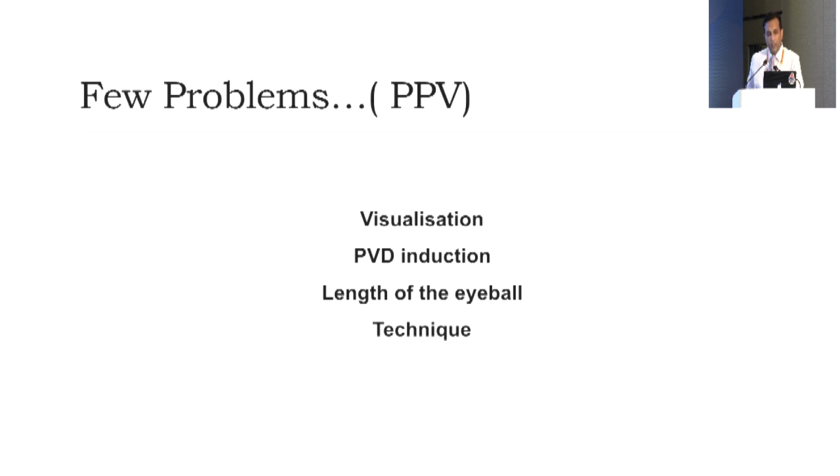So, coming directly to the surgical part. Surgery in these cases is complicated. There is no standardized technique, and the results are suboptimal. In contrast to routine vitrectomies, there are a few unique challenges to surgeries in high myopic eyes. The first is visualization. The second is PVD induction. The third is the length of the eyeball, because the routine instruments which we use are not meant for axial lengths of more than 30 millimeters. And finally, a common technique which can yield consistent surgical results.